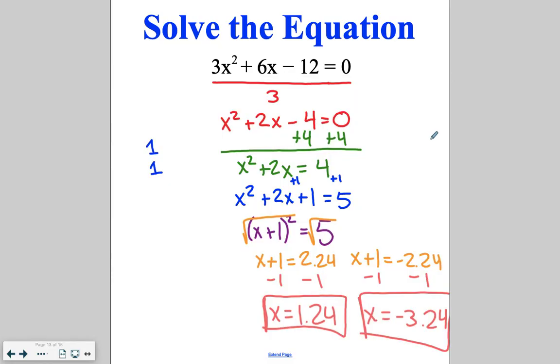Remember, the first thing you need to do is divide everything by 3. Then you cut 2 in half and get 1. 1 squared is 1, so you add 1 to both sides. Then you simplify, square root, and solve for your answer of 1.24 and negative 3.24.